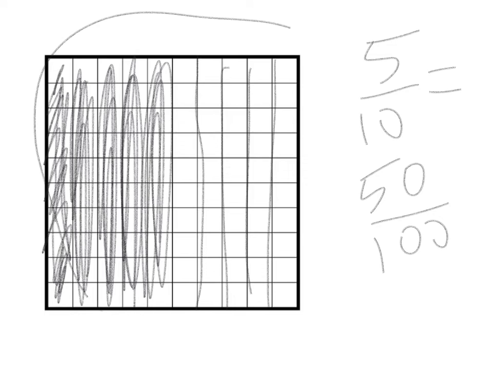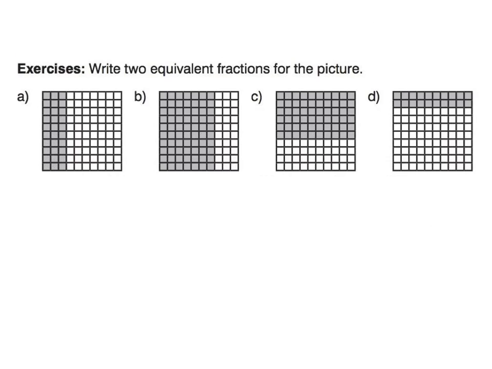That means it's equal to 50 out of 100, right? If I count all these little boxes, the total number of boxes is 100 boxes, and there's 50 of them shaded in. If I'm counting the long tenth sticks, there's 5 out of 10 shaded in. Okay, so that means if you're writing equivalent fractions that you need to look at tenths and hundredths.